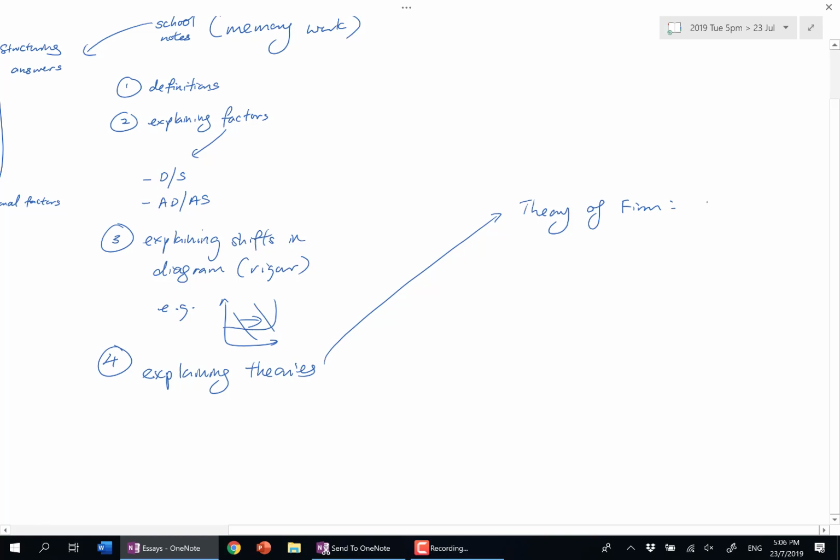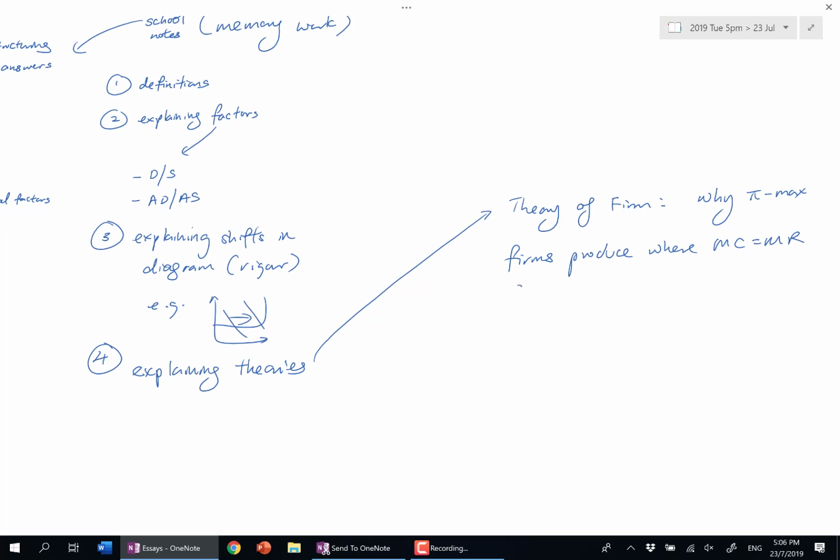Theory of firm means you have to explain why profit maximizing firms produce where MC equals MR. You can check my book, it's under page 40. It's not just saying, oh, where the rising MC cuts MR, this is equilibrium output. You have to go further. They don't produce to the left because, they do not produce to the right because. Theory of firm is the first one.